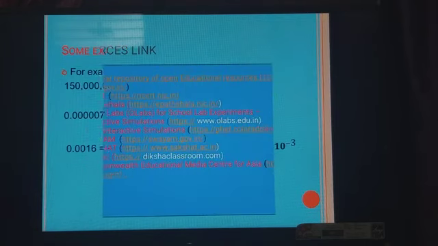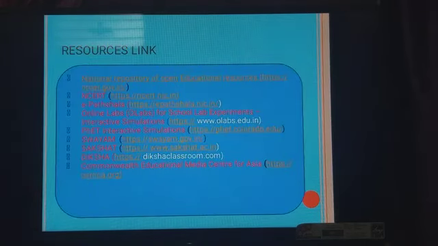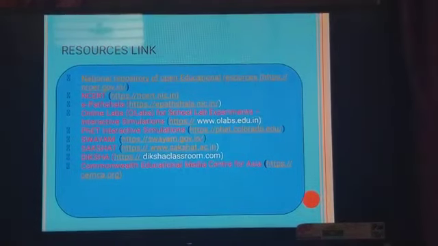So now we are at the end of our topic and this particular chapter. There are some resources available at the end of this chapter. You may consult them and benefit from them.